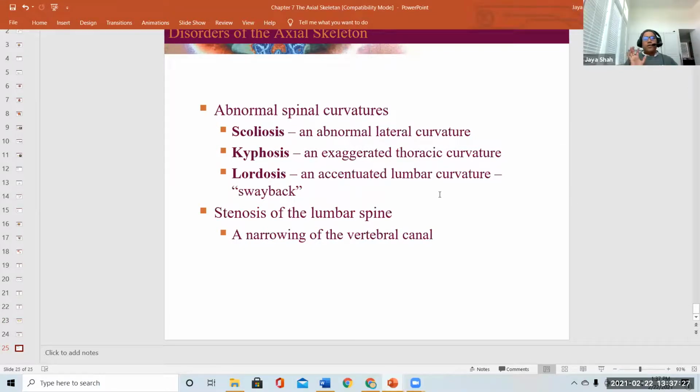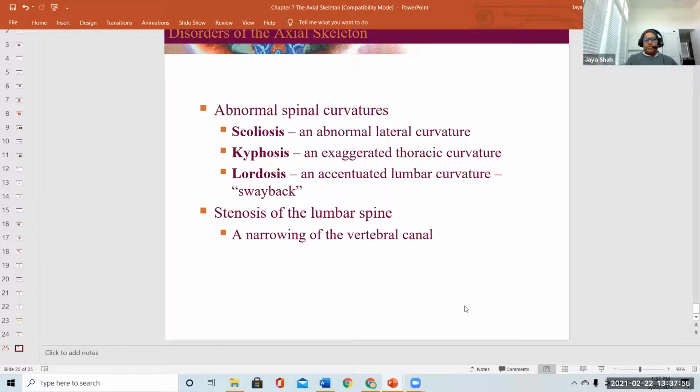So you are sway back, and it happens usually with patients who have a big belly, are not fit, and during pregnancy. Stenosis of the lumbar spine is narrowing of the vertebral canal. Somehow there is a small vertebral canal, and that's why there is constriction of the spinal cord. Okay. So this is all the lower axial skeleton.